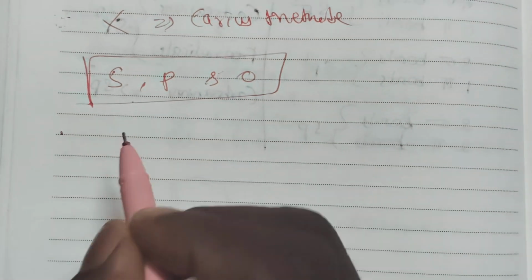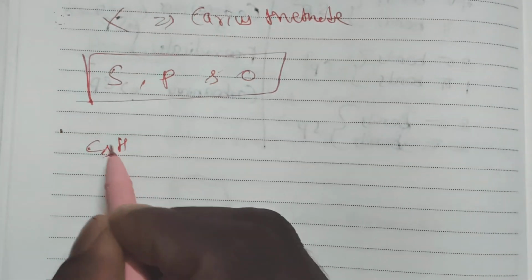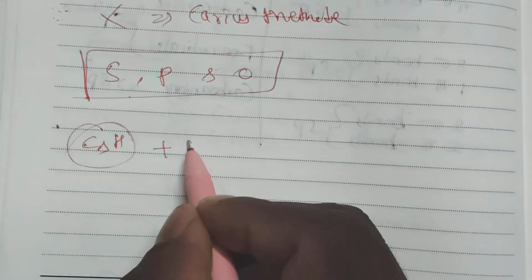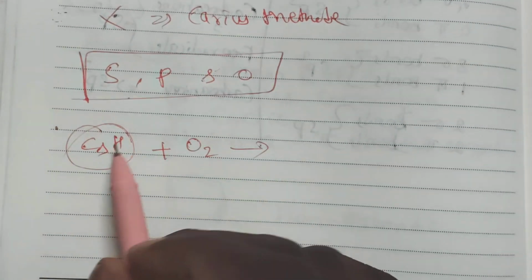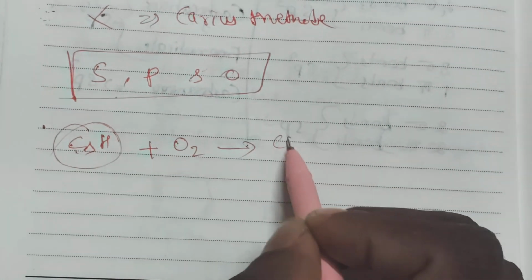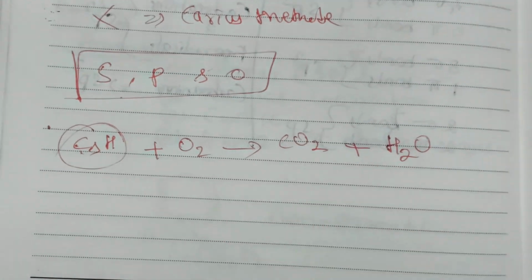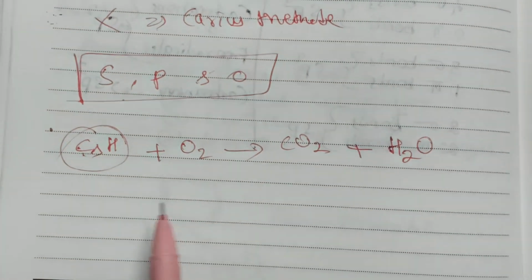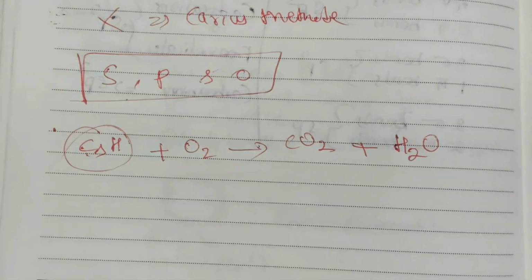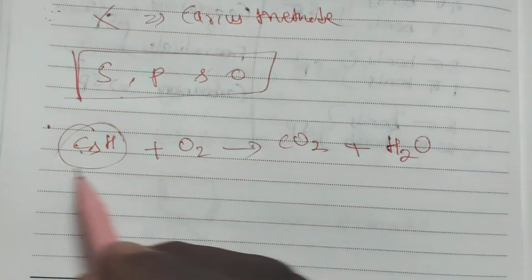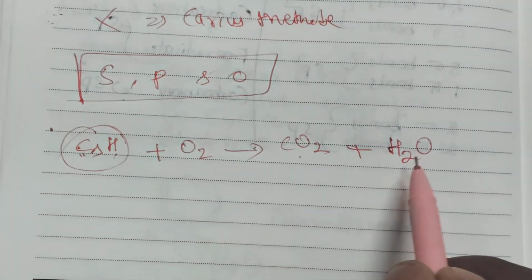In general, an organic compound containing carbon and hydrogen undergoes a combustion reaction. If the compound contains carbon, it will give carbon dioxide, and if it contains hydrogen, it will give H2O. From that we can calculate the percentage of carbon. The carbon is converted into carbon dioxide, and hydrogen is converted to water.